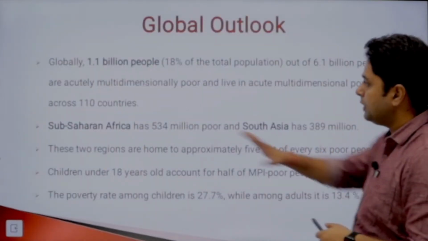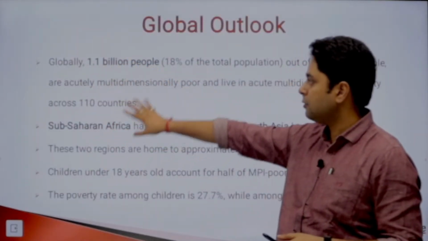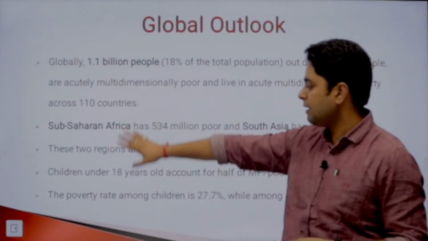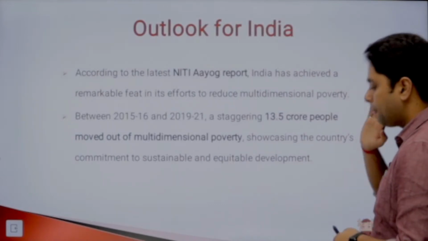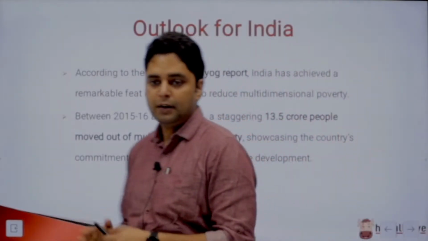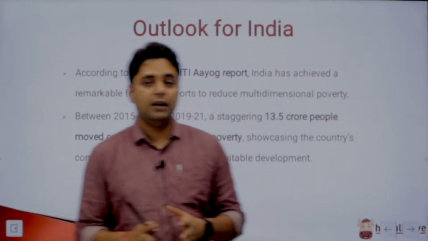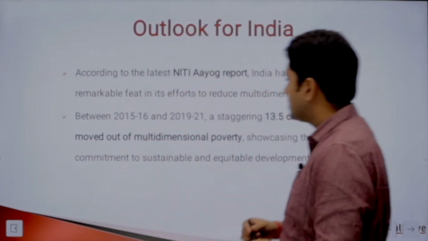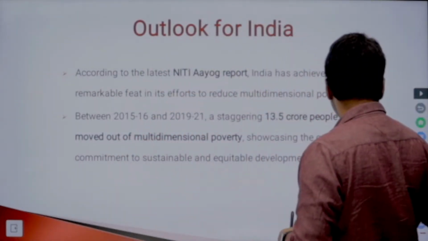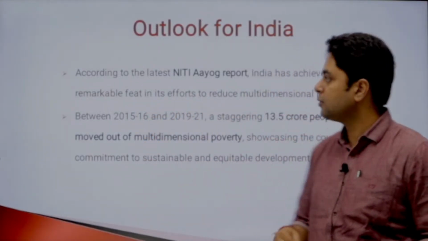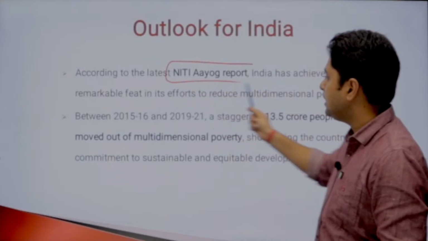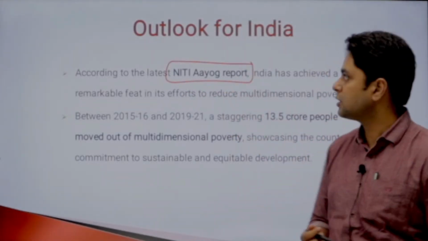So global outlook को देखें तो 1.1 billion people are poor. Sub-Saharan Africa and South Asia have the maximum number of poor people. Now let's go to India. What has India done? And this report is by the Niti Aayog. So now that was the global multidimensional poverty index, but India also releases its own poverty index, which is by the Niti Aayog. This is a report of sorts.